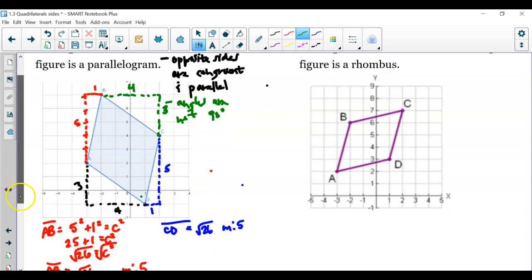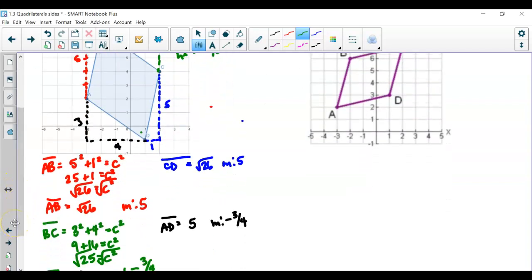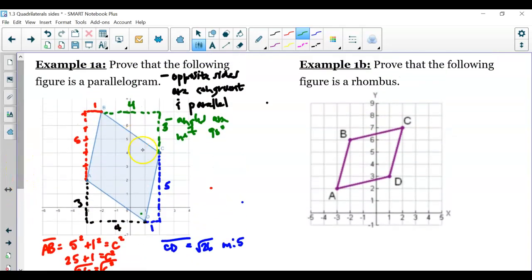Well, notice the slopes were 5 and -3/4. So these slopes are not perpendicular. They are not the negative reciprocal of each other. So these angles are not right angles. We do need to make sure that we include that when we're identifying the parallelogram versus the rectangle, rhombus versus the square. So now let's take a look at example 1b, making sure that we have our rhombus here.